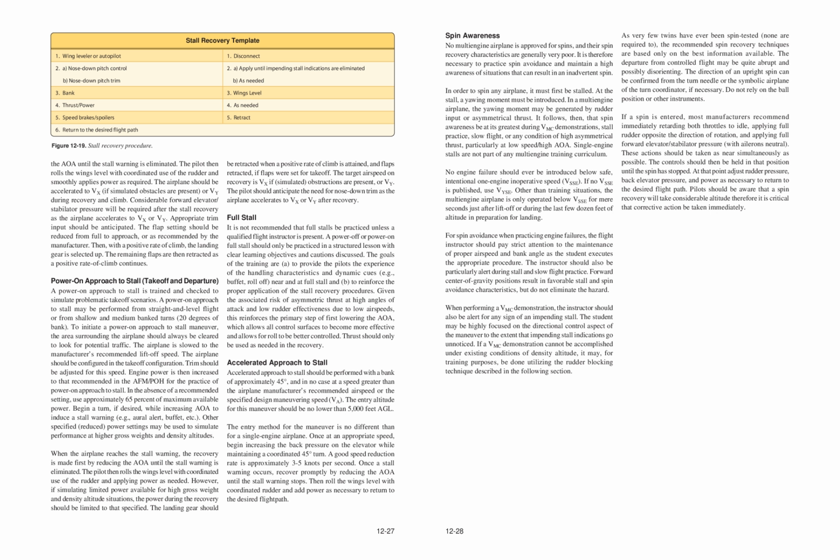The AOA until the stall warning is eliminated. The pilot then rolls the wings level with coordinated use of the rudder and smoothly applies power as required. The airplane should be accelerated to Vx, if simulated obstacles are present, or Vy during recovery and climb. Considerable forward elevator/stabilator pressure will be required after the stall recovery as the airplane accelerates to Vx or Vy. Appropriate trim input should be anticipated.